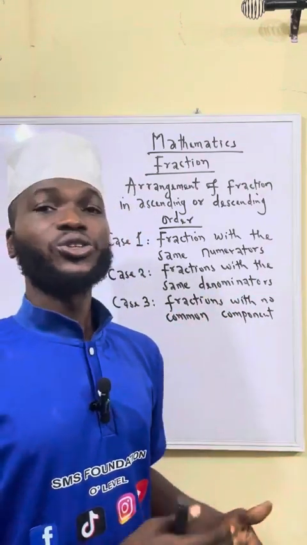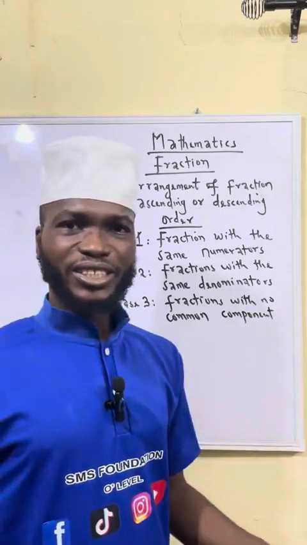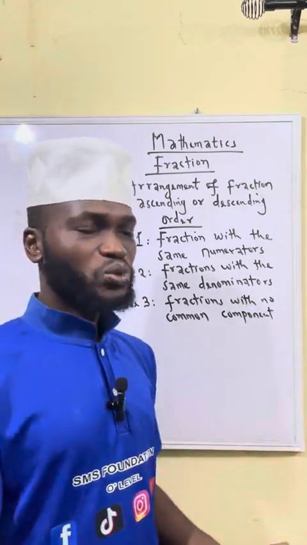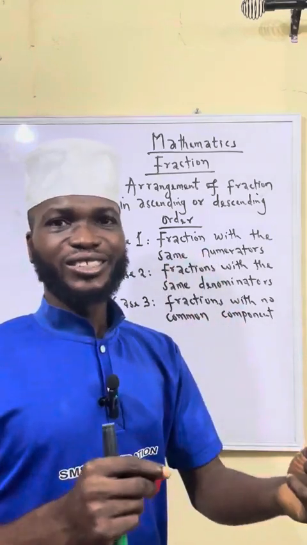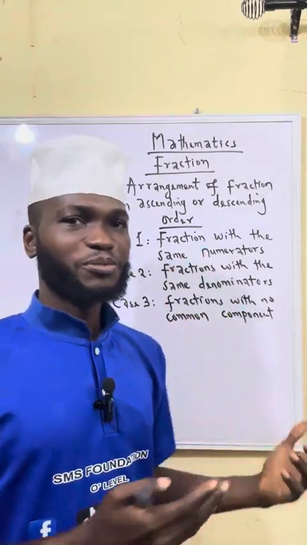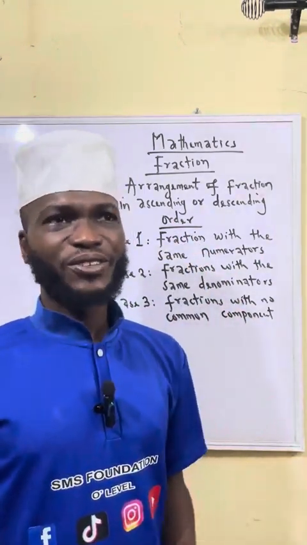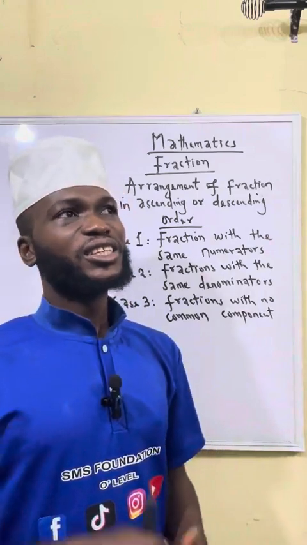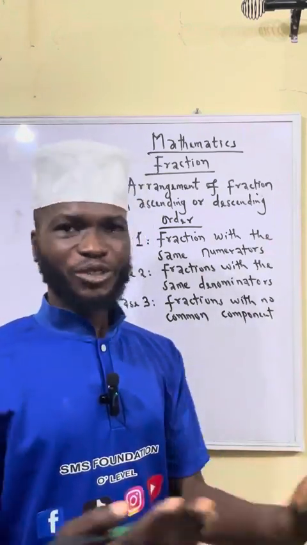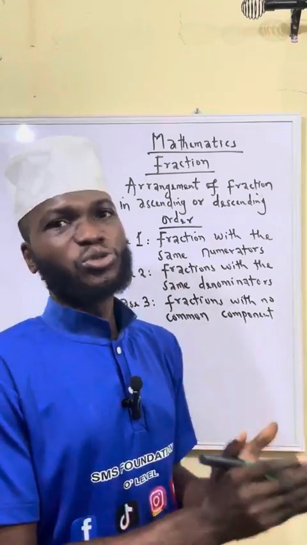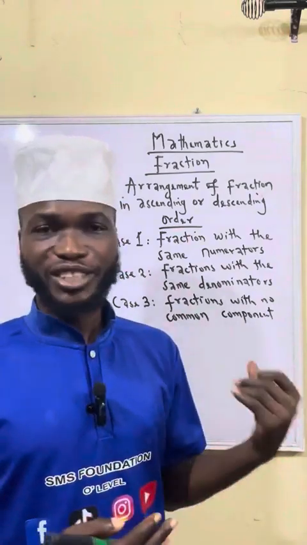Ordinarily, if we are to arrange whole numbers, it is very easy to do. Of course, you know that 1 is lower than 2, 2 is lower than 3. So with whole numbers it is easy to know the bigger and the smaller. But when it comes to fractions, how do we tell whether 2 over 3 is smaller or bigger than 3 over 7? How do we tell?